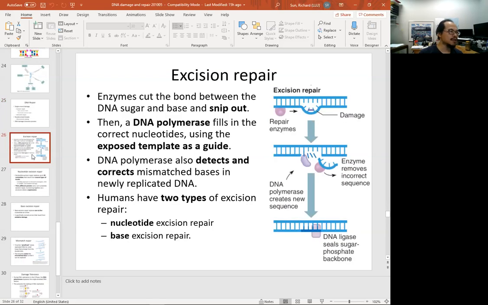For example, the excision repair. This is the one we already learned, where we have this thymine dimer, then we basically just cut it off and use this template to put in the correct one and join them together. So that's that. There are two types. It could be the nucleotide and the base, depending on the length.